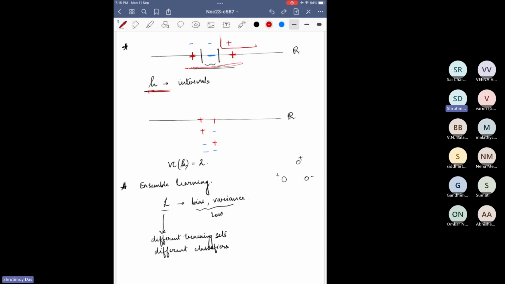If it cannot be, then we can say that the VC dimension of this class of hypothesis, which is all those spheres, is greater than or equal to 3, because it can shatter this space of 3 points, right? That is the significance of this VC dimension.